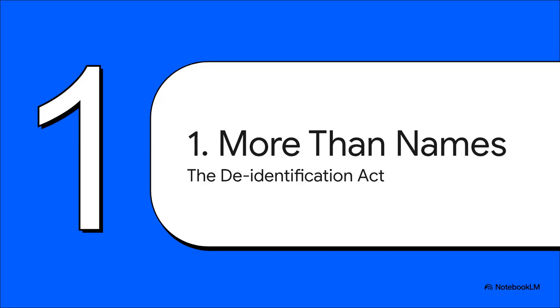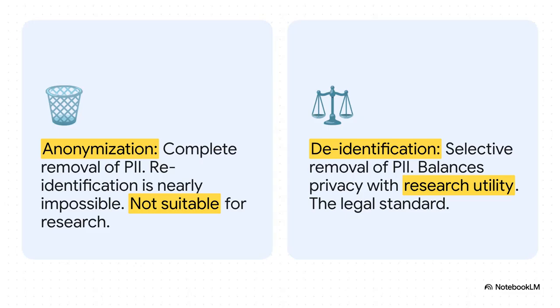Okay, let's get into it. To really understand the challenge here, you have to see that just blacking out names on a file is just scratching the surface. Now, this is a really important distinction. You've got anonymization on one hand. That's the extreme version where you strip out everything that could possibly identify someone. The problem with that? You also end up stripping out data that's absolutely crucial for research, like the specific settings on the scanner. So what the medical world actually uses is de-identification.